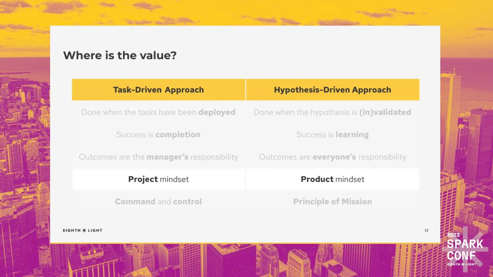Where's the value? With a task-driven approach, we're most concerned with getting our tasks done, getting them done on time, on budget. This is a project mindset. Focusing on the outputs disconnects us from seeing the value added or lack thereof. We're focused on outputs instead of outcomes. On the right, the team is collectively focused on adding value, which is a value-driven or product mindset. The hypothesis provides alignment on what and why it is essential to customers and the business. Everyone is focusing on achieving outcomes rather than just producing output.